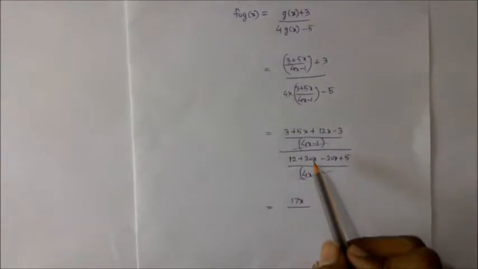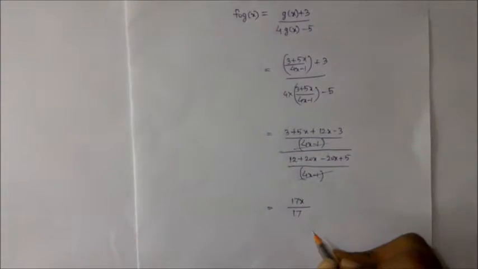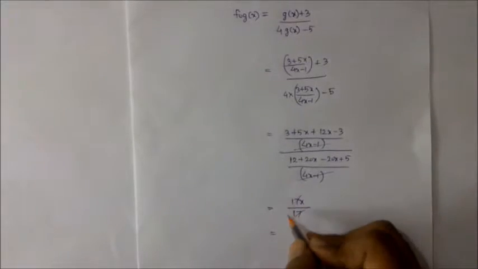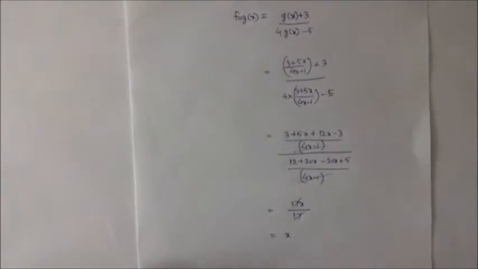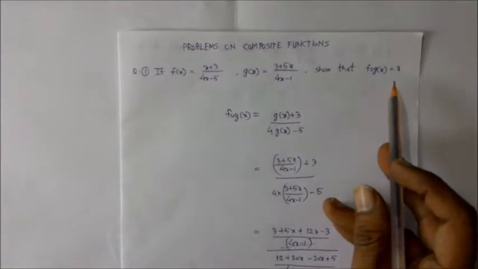In the denominator, plus 20x and minus 20x will be 0. 12 plus 5 will give us 17. So ultimately we are left with x. So we have successfully shown that f of g of x is equal to x.